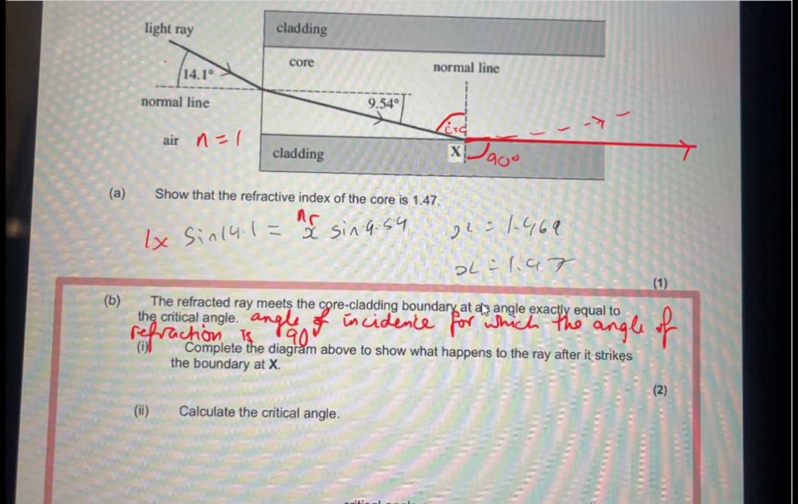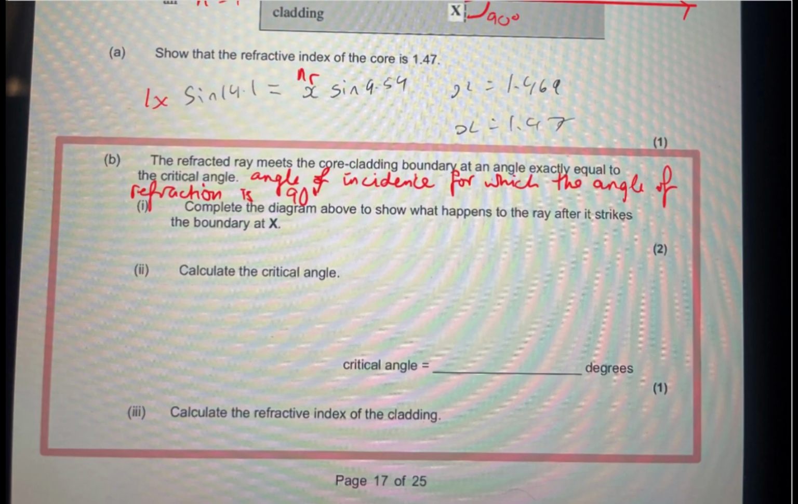All right, so what is that? If this is 9.54, then this is 90 minus 9.54. Or just think in terms of, this is a right angle triangle, and there's 90 degrees. So again, it's just 90 minus 9.54, which is 80.46.